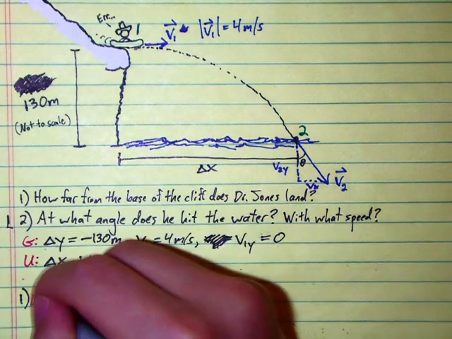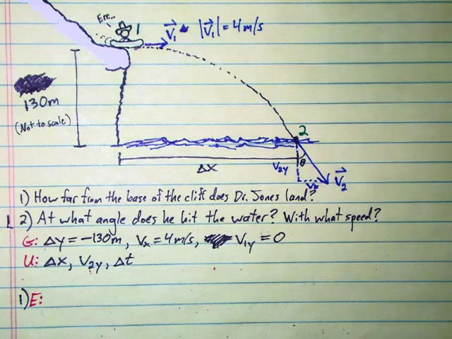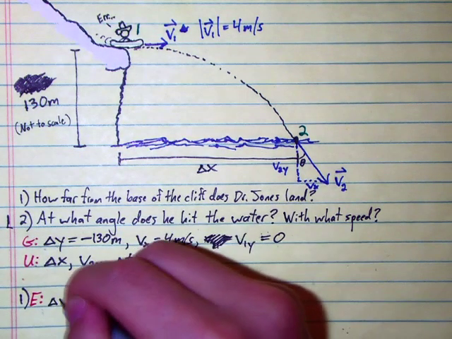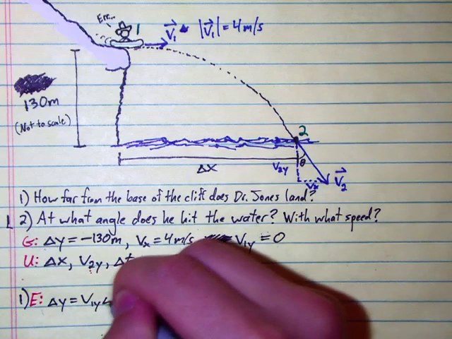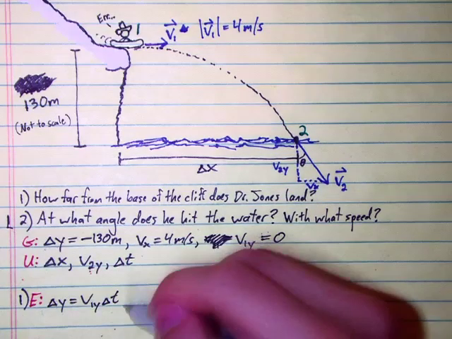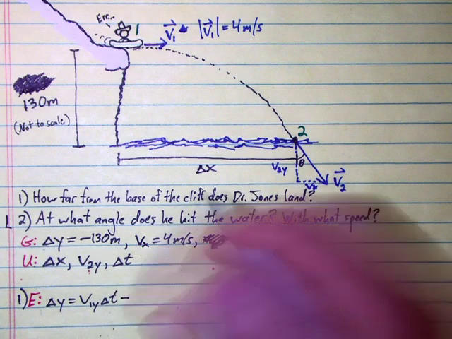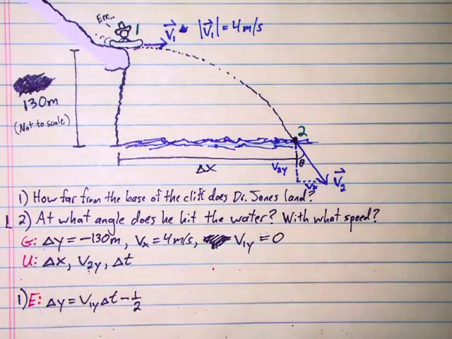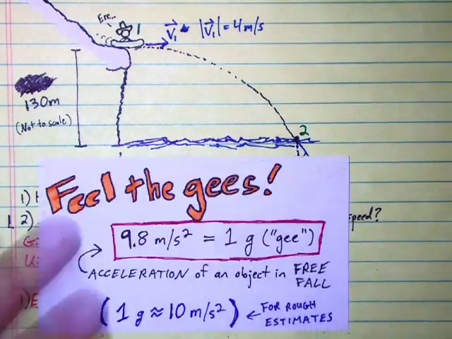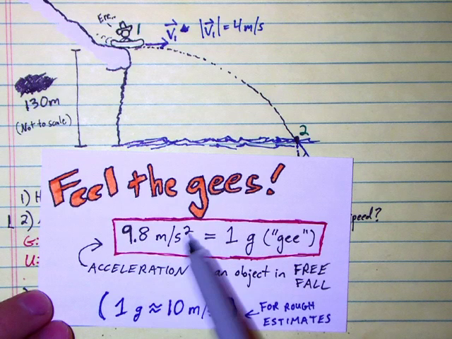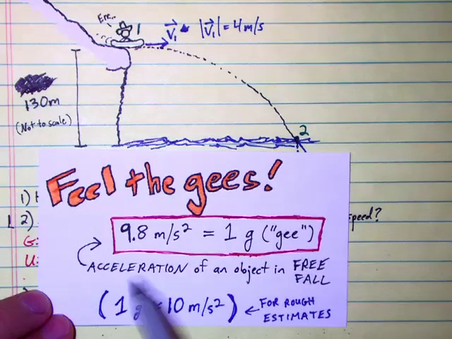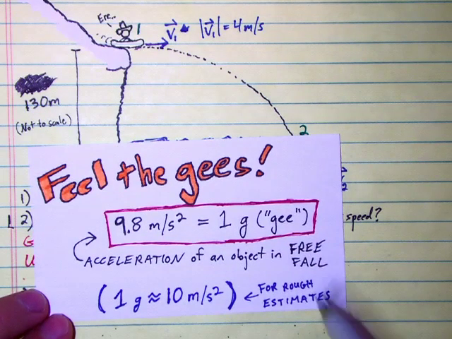So next step is to write down the equation that you're going to use. Delta y equals v1y delta t minus 1/2, and then remember that we use the letter little g to represent an acceleration of 9.8 meters per second squared. That is 1g, the acceleration of an object in free fall.